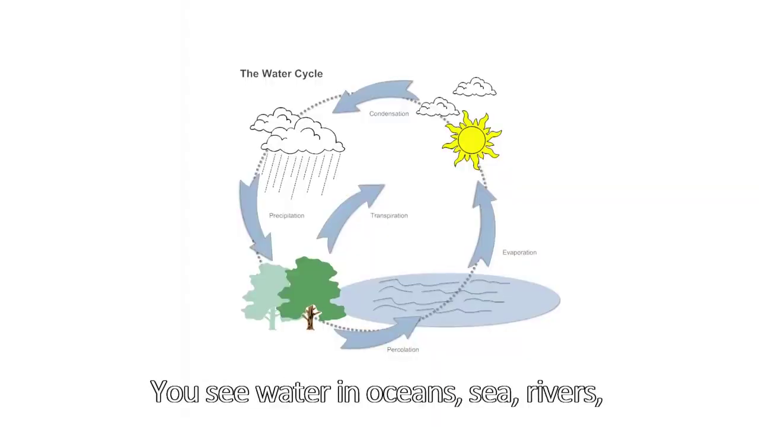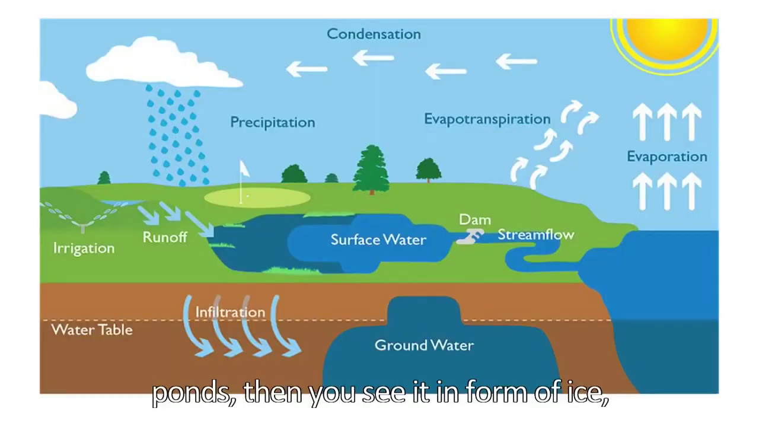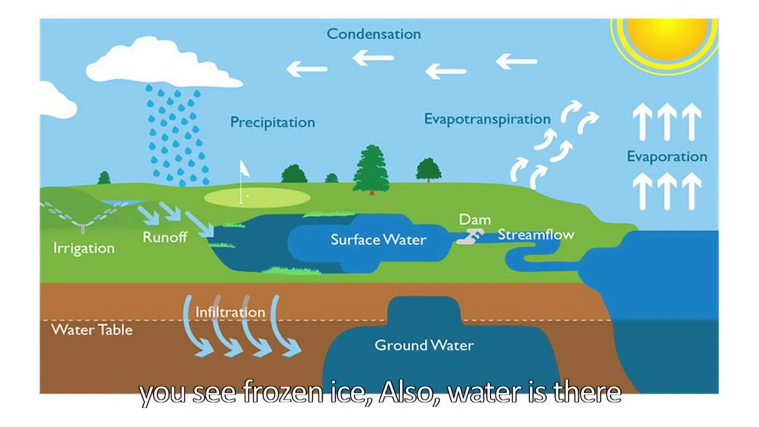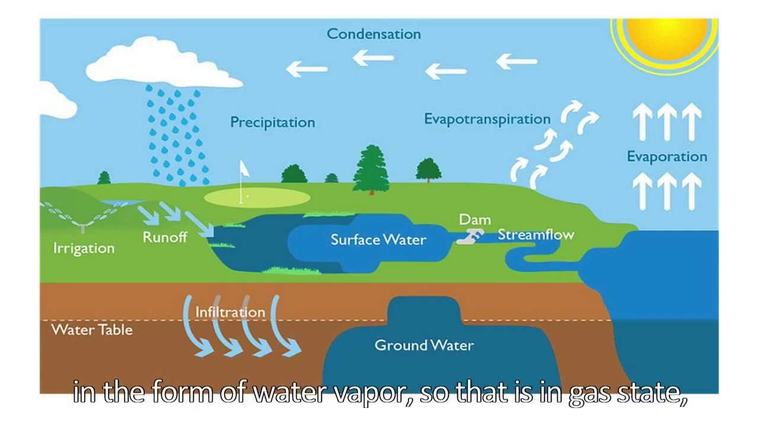So you see water in oceans, seas, rivers, ponds. Then you see it in the form of ice, frozen. When you go to the mountain tops, you see frozen ice. Also, water is there in the form of water vapor. So that is in gas state.